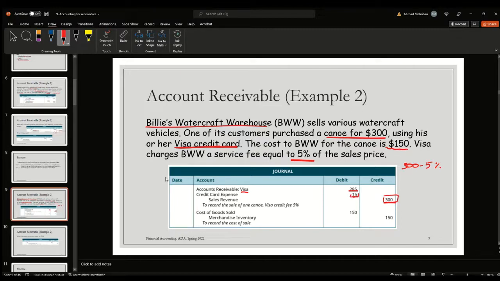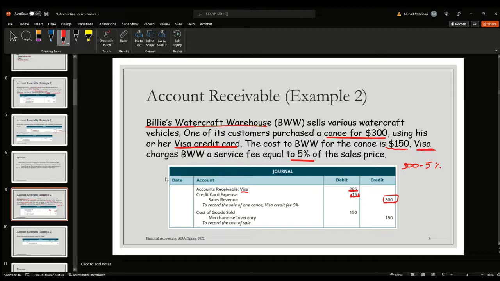Because the sales revenue is 300, that's for a fact, except the $15 part of it is a commission fee that we pay to the Visa company. Visa company charges us, by us I mean the retail or service company, this fee for using Visa card services. And the accounts receivable is going to be recorded as 285. So you're going to see how exactly $300 of sale suddenly turned into 285.